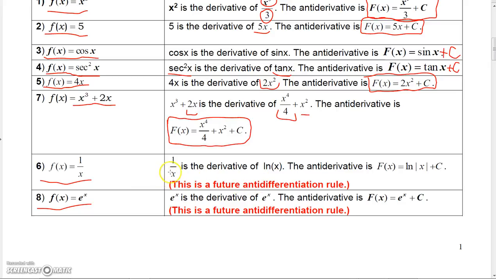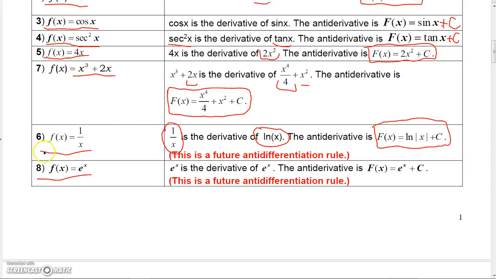You're going to find that 1 over x is the derivative of natural log of x. So the antiderivative of 1 over x would be natural log of x plus a constant. Now if x is positive, you don't really need the absolute value, but the absolute value is there just to make sure that we're not taking the log of a negative number.